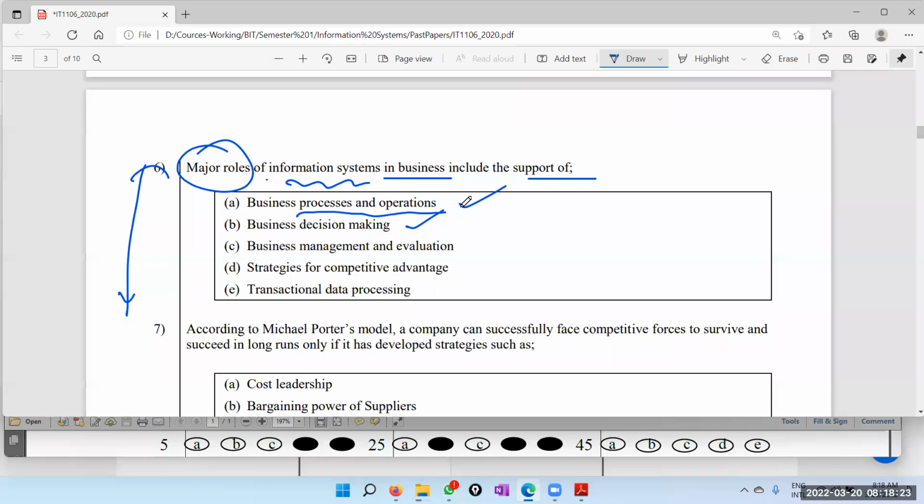So now the thing is, when they say major roles, where is this? Major roles, minor roles, it is all subjective. These are the unfortunate type of questions, right? Who is going to decide this is a major role, this is a minor role, unless it is obvious? Business management and evaluation is a major role for me. Another person will say, no, that is a minor role. For me, management is extremely important. For example, this country is going to be bankrupt because of poor management.